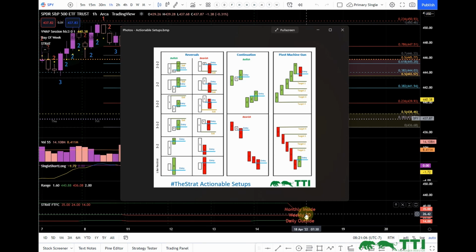I got a quick question about the 3-2. Okay, this one here? Yeah. Okay. So I'm familiar with the Strat. I'm just getting extra knowledge here. But the 3-2, I know Sarah, she says it's a continuation for her, but I know some people say it's a reversal. And when I got in plays on the hourly chart, I took a 3-2 and it just went in my favor. But sometimes that 3-2 really goes nowhere and reverses back up. Yeah. So what do you consider it as?